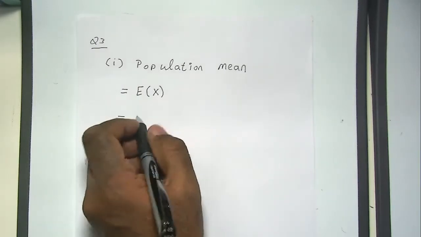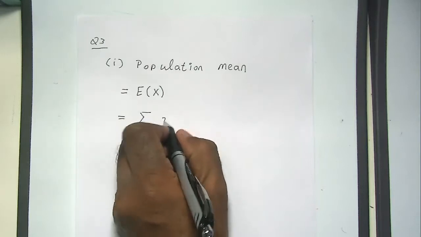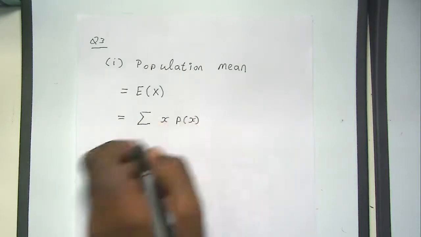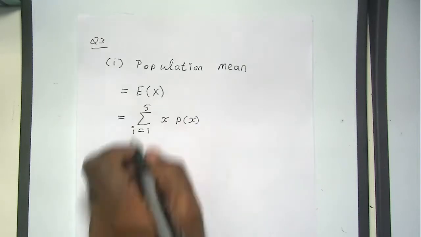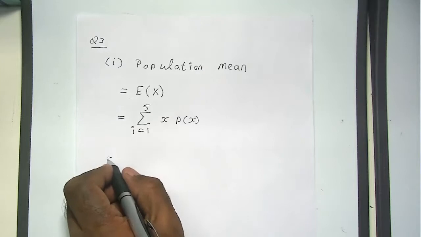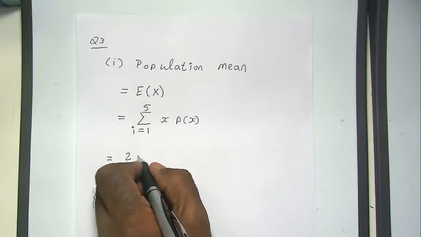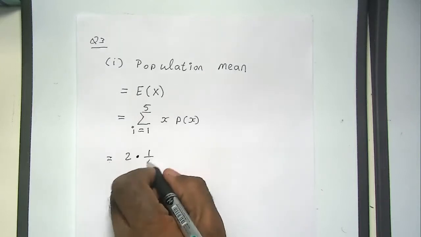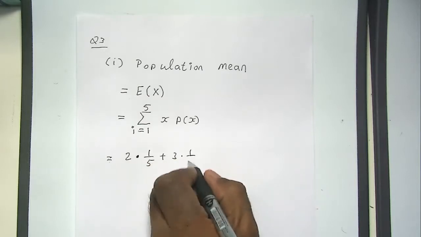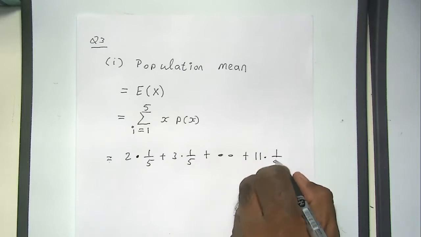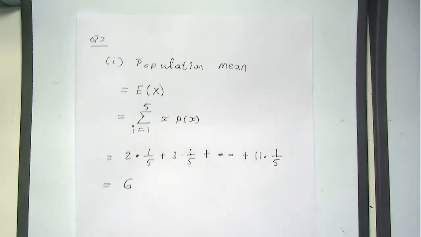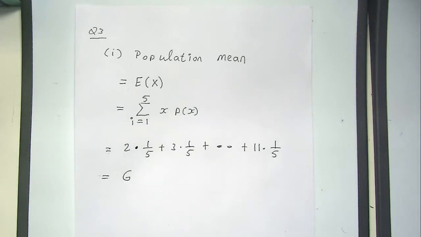Because x is a discrete variable, you know from probability 1, this is the formula. Because you have five data points, you need to sum from 1 to 5. So this will be 2 multiplied by 1 over 5 plus 3 multiplied by 1 over 5, and so on up to 11 multiplied by 1 over 5. If you work this out, you will get the answer 6. You all got this right? So this is the population mean.